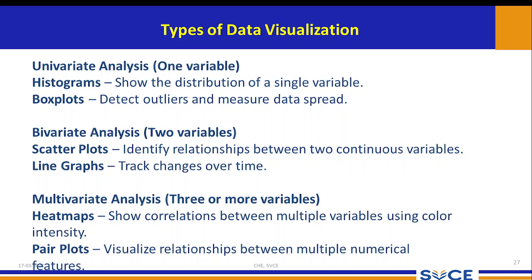Okay, so let's say univariate analysis, varying only a single variable. Bivariate means varying two variables, and multivariate means varying three variables. So correlation between the multiple variables using color intensity.